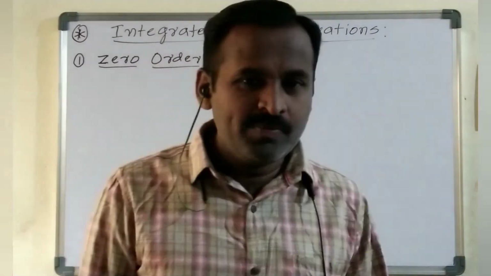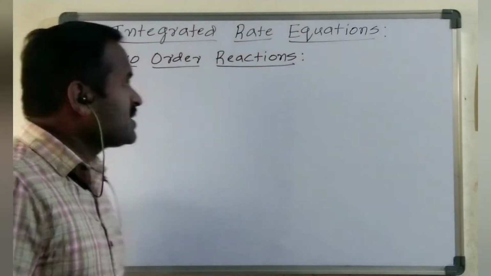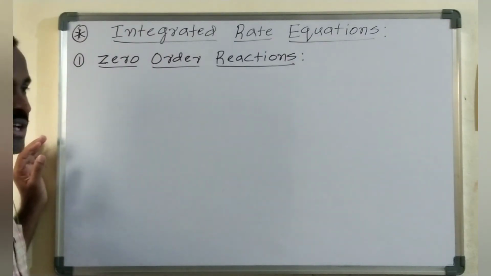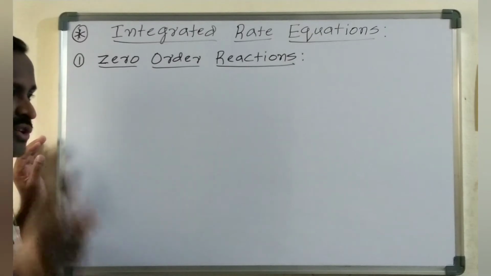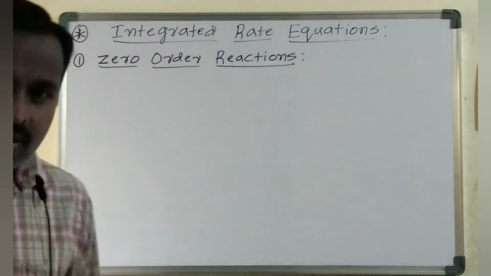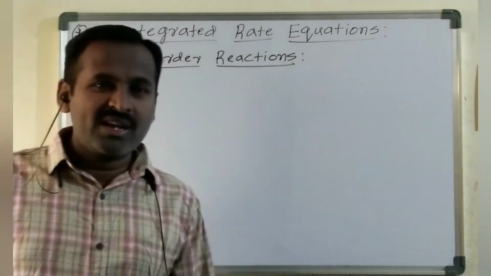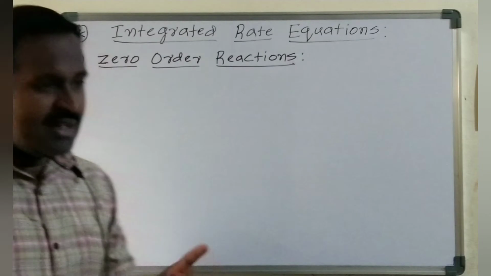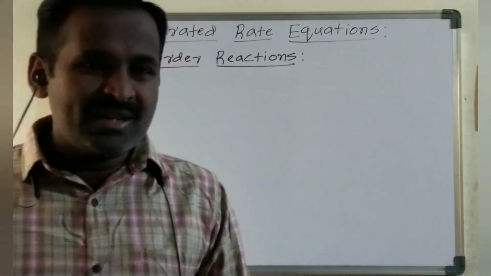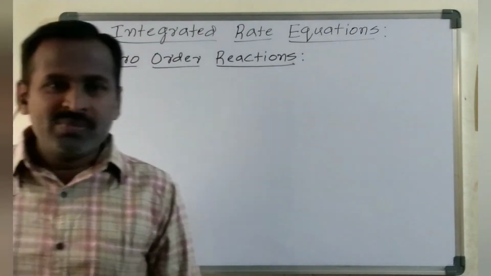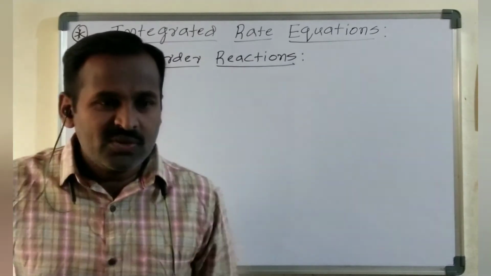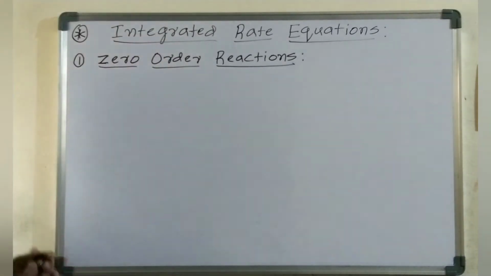Chemistry YouTube channel, and in this video I'm going to discuss integrated rate equations. The integrated rate equation can be discussed for the zero order reaction, first order reaction, second order reaction, third order reaction, and even for the nth order reaction also. Here we will discuss the rate of the reaction, rate constant, half life, and its graphs and units of the rate constant in this particular integrated rate equation.